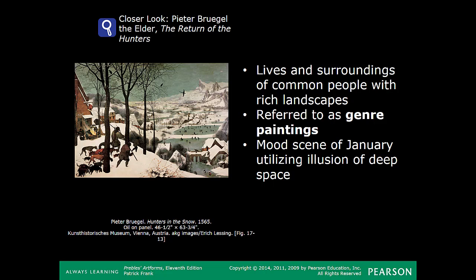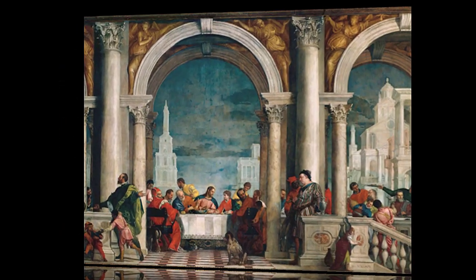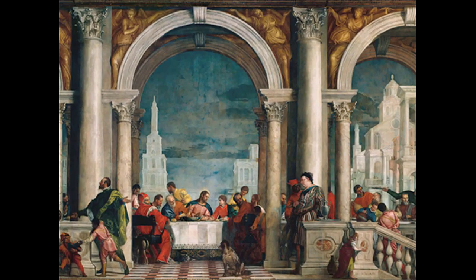And these everyday paintings are referred to as genre paintings. So genre paintings are the lives and surroundings of common people. Sometimes they are portrayed with these rich landscapes. And this is Peter Bruegel, Hunters in the Snow, 1565.